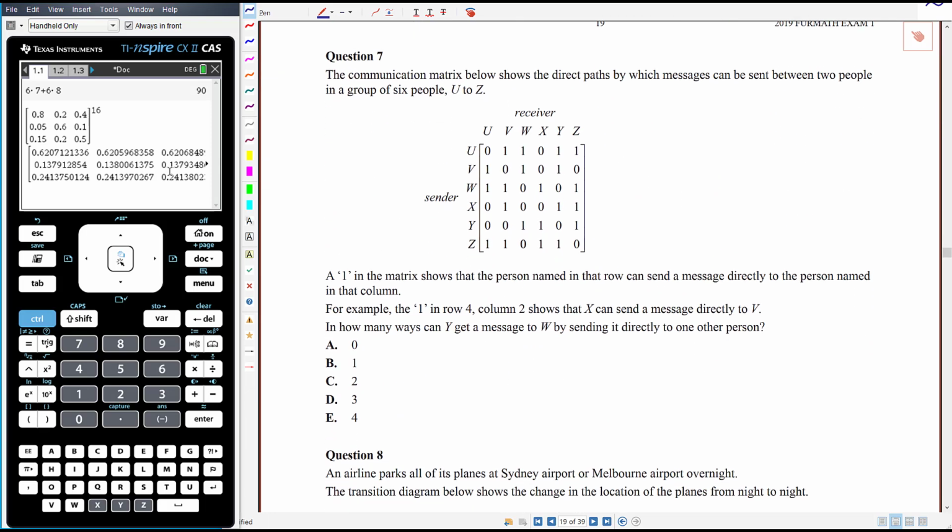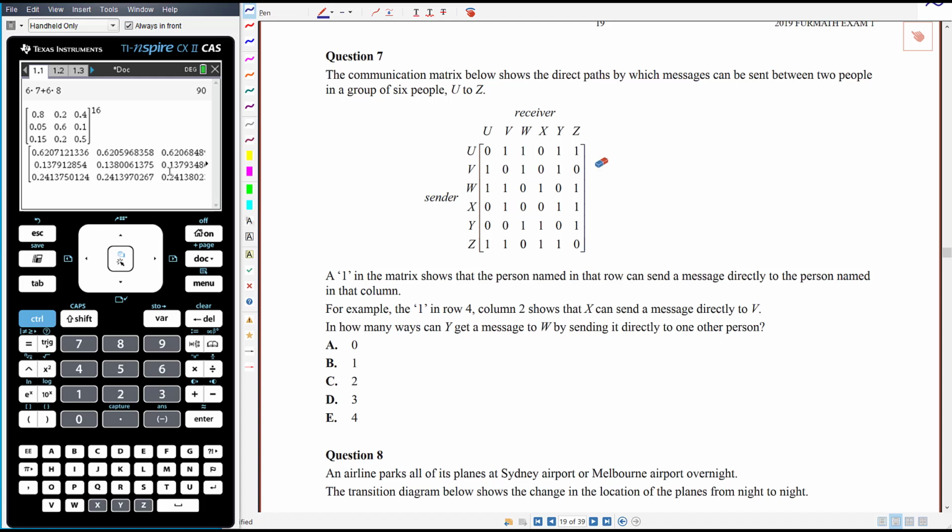Alright, question 7. The communication matrix below shows the direct paths by which messages can be sent between 2 people in a group of 6 people, U to Z. A 1 in the matrix shows that the person named in that row can send a message directly to the person named in that column. Okay, so for example, this 1 here means that X can send a message to V. And there's an example here. So for example, the 1 in row 4, column 2 shows that X can send a message directly to B.